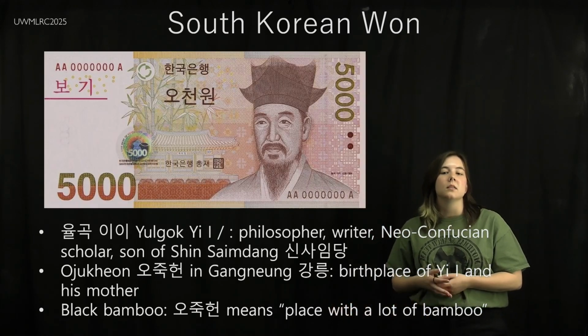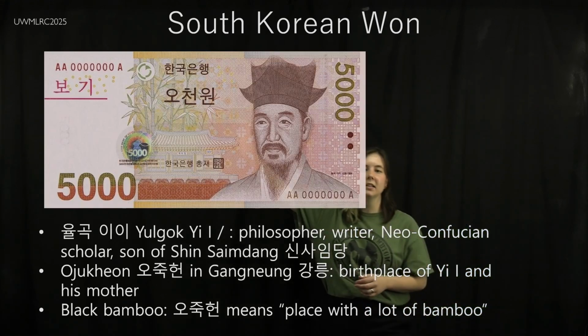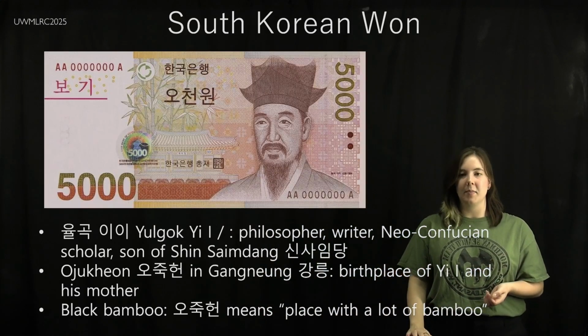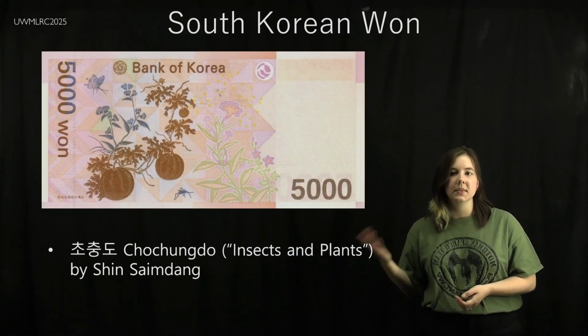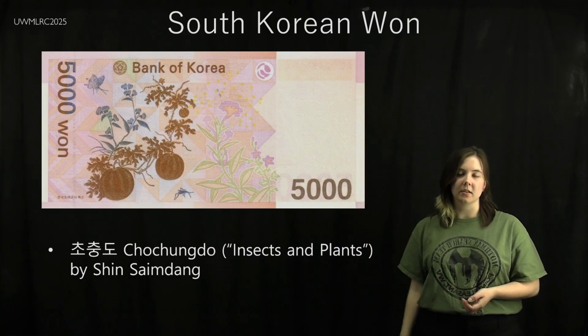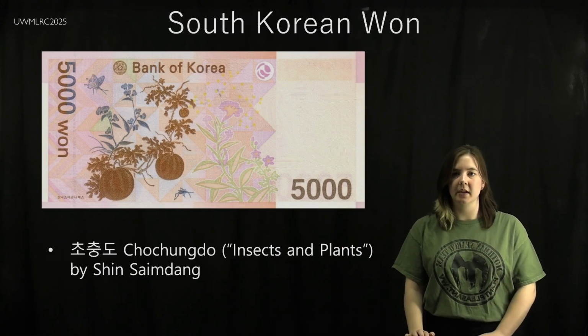Ojukon means place with a lot of bamboo. So you can see behind the buildings here, his birthplace, you'll see bamboo, black bamboo, because it's a place with a lot of bamboo. On the back, this is a painting by his mother with insects and plants, like some sort of melon plant. So this is his mother's painting, which is why it's on the back of his bill.